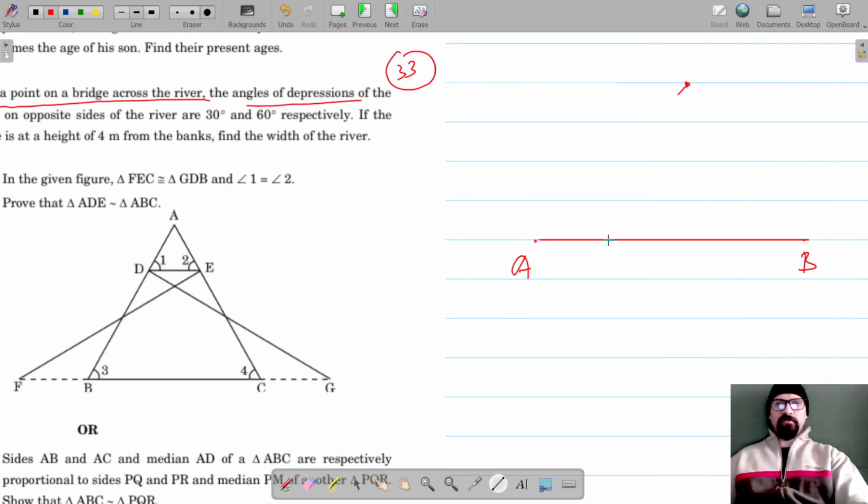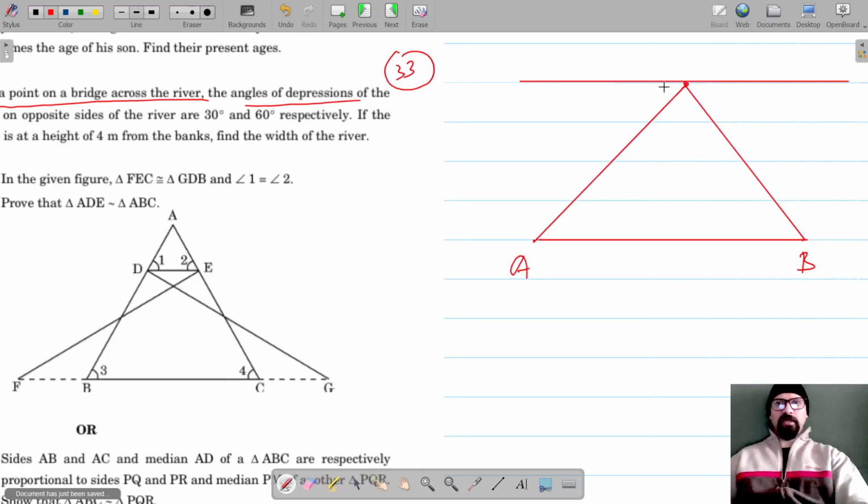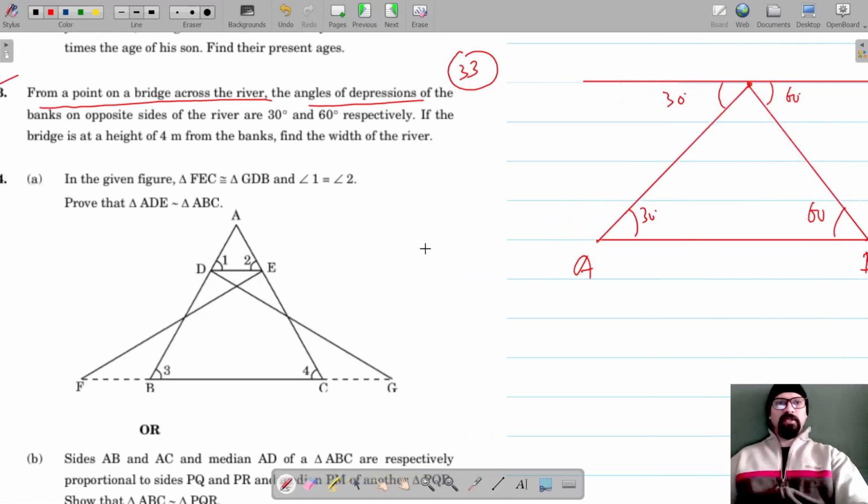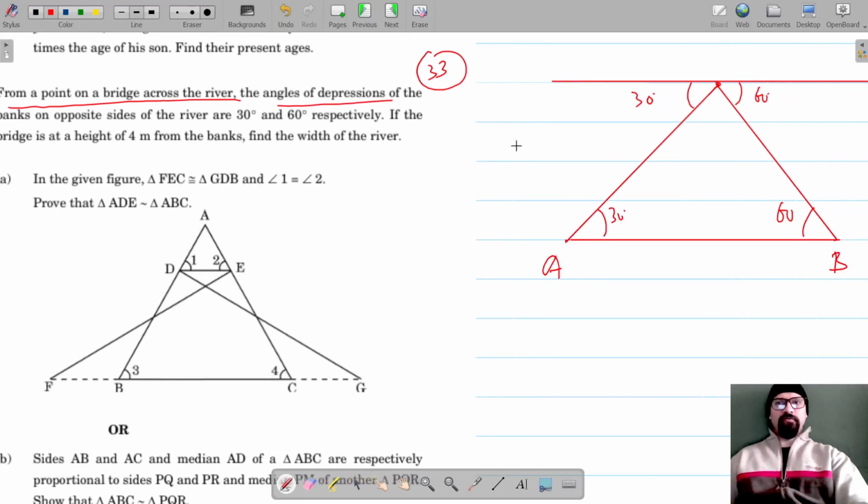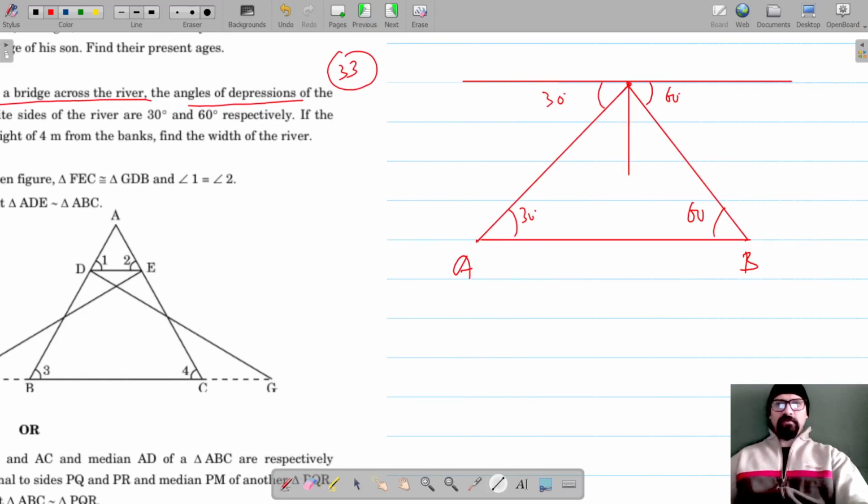So let me just join these banks from this point on the opposite sides, and let this be the horizontal. Okay, so the angles of depression of the banks on opposite sides of the river are 30 degrees. So let this be 30 degrees. This is 30, this is also 30. This is 60 degrees, and this is also 60 degrees. If the bridge is at a height of 4 meters from the banks, so this is the height, 4 meters.